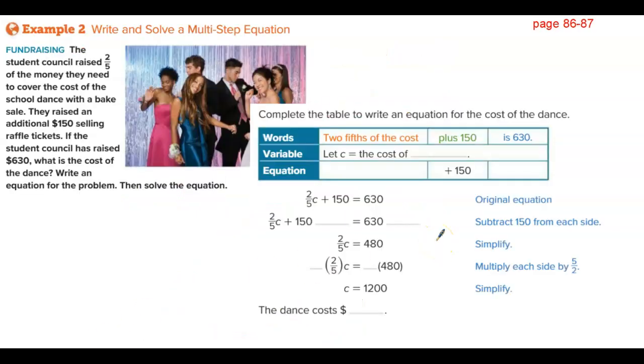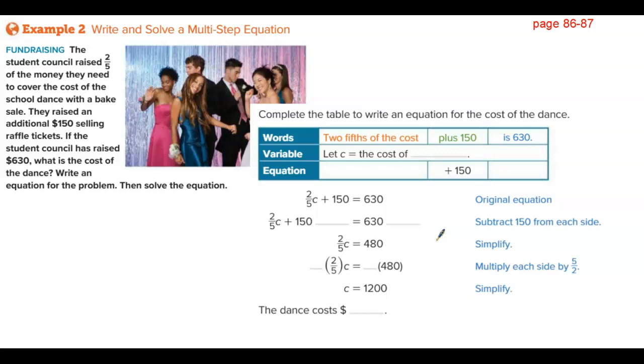Then we have a word problem. The student council raised 2/5 of the money they need to cover the cost of the school dance with a bake sale. They raised an additional $150 selling raffle tickets. If the student council has raised $630, what is the cost of the dance? Write an equation for the problem, then solve the equation.